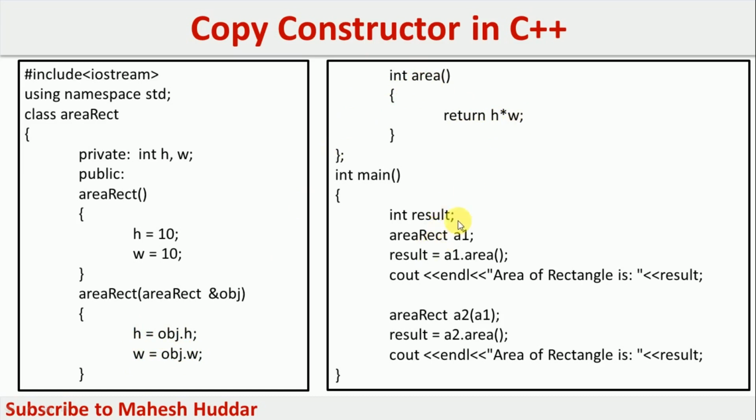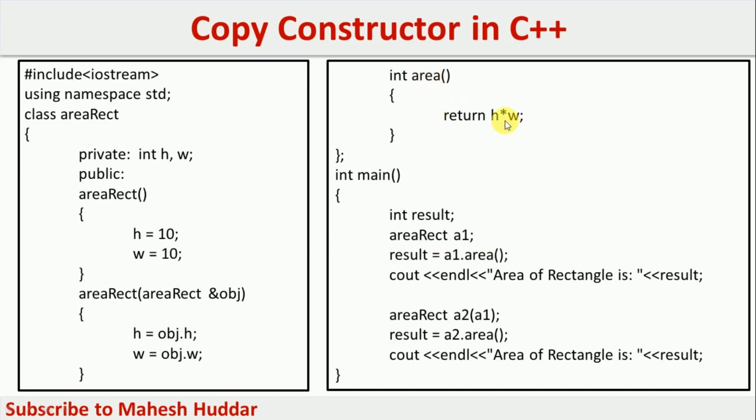Now coming back to the main part, we have declared one variable called result, and then we have created an object called A1. Because A1 is not accepting any parameter, or we are not passing any parameter, a default constructor will be called, and H will be set to 10, W will be set to 10 in this case. Now A1.area will be called.